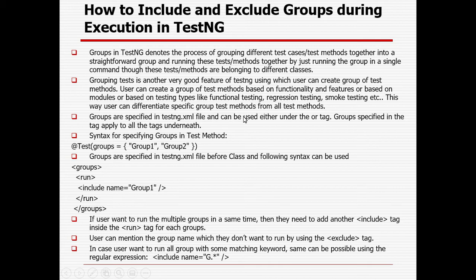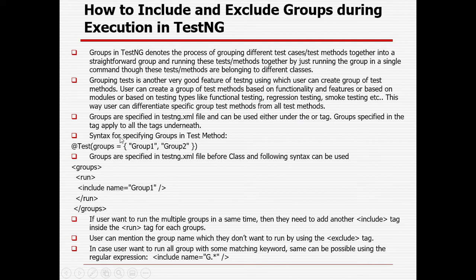You already saw in the last session how to convert a normal Java project to a TestNG project. As we convert it, we can create the testng file, where we provide different syntaxes. In the classes tag we can provide different classes, and classes can be in different packages. So package.classname is the syntax in the class tag, and under the classes tag multiple classes will be there. So groups are specified in the testng.xml file and can be used either under the suite or test tag. Groups specified in the suite tag apply to all test tags underneath.